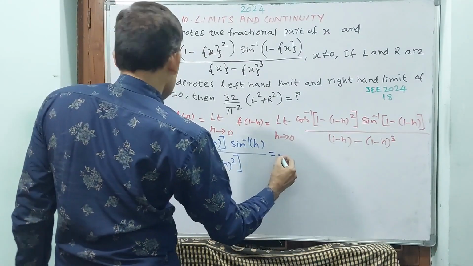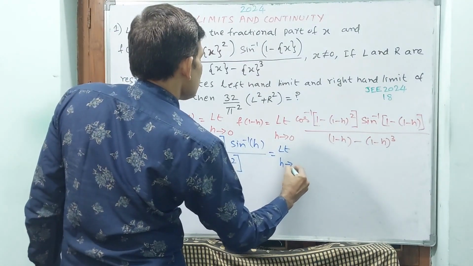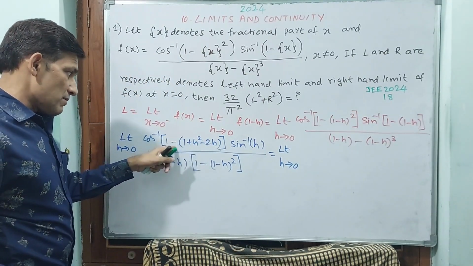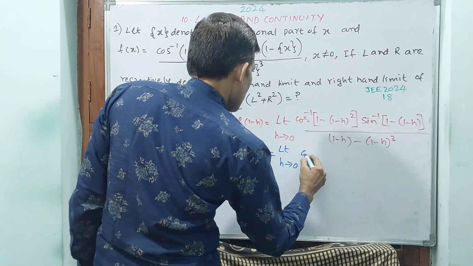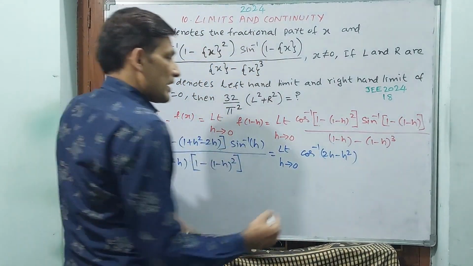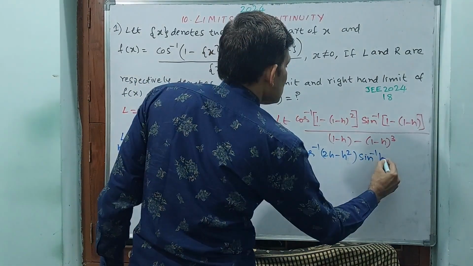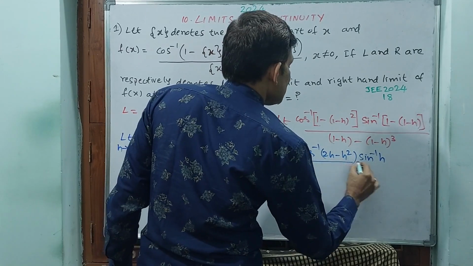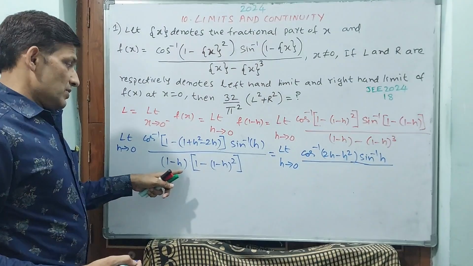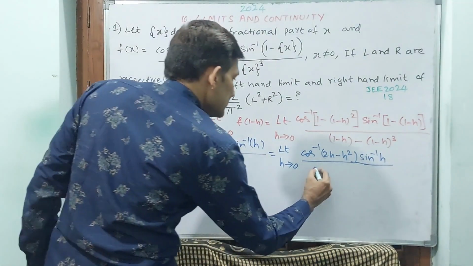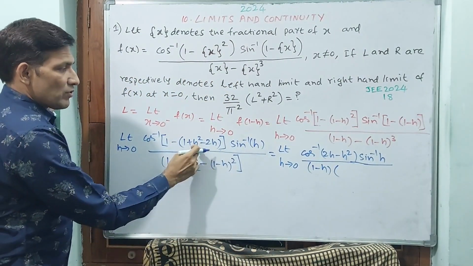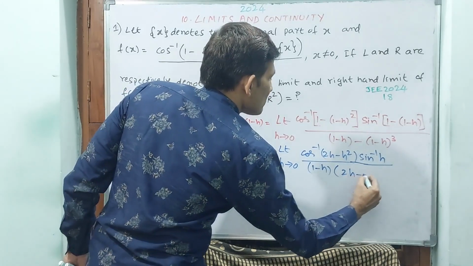That is equal to the limit h tends to 0. See, 1 gets cancelled out: cos inverse of 2h minus h square, sin inverse h, divided by 1 minus h into 1 minus h square value, finally 2h minus h square, 2h minus h square.